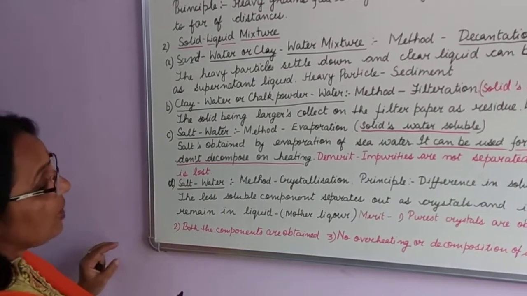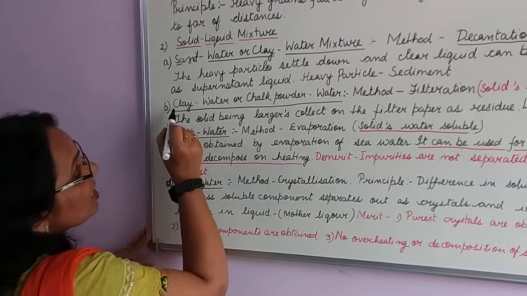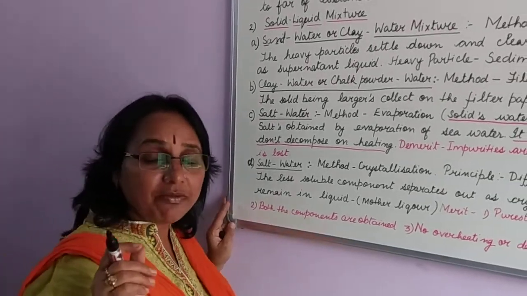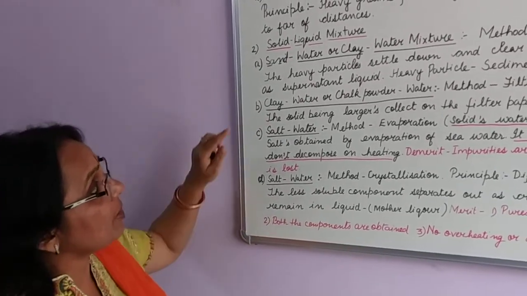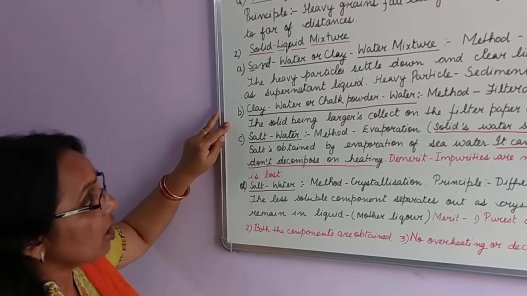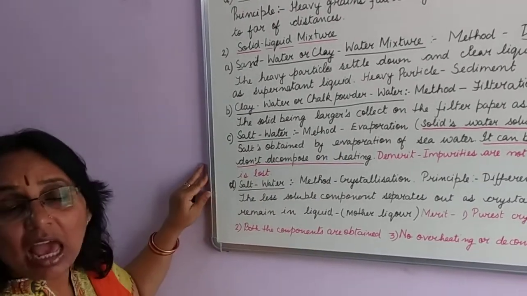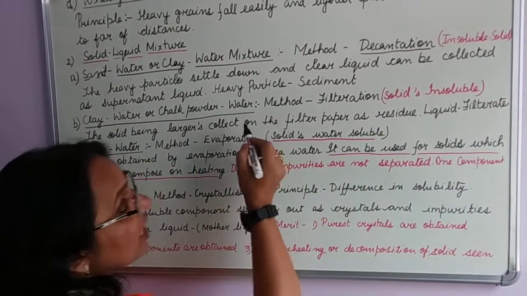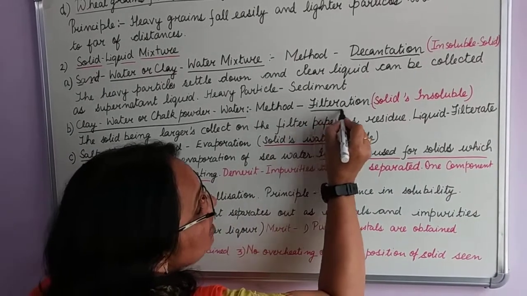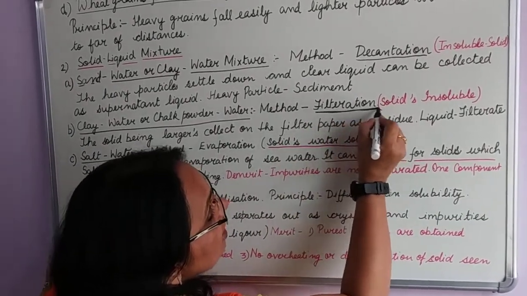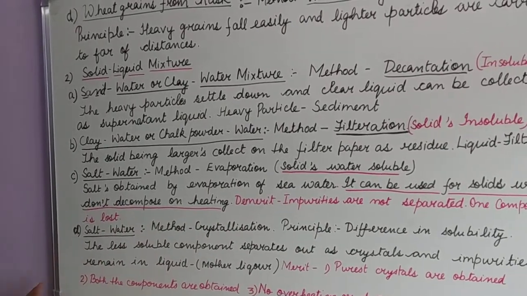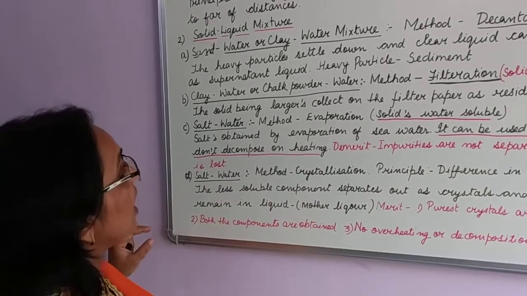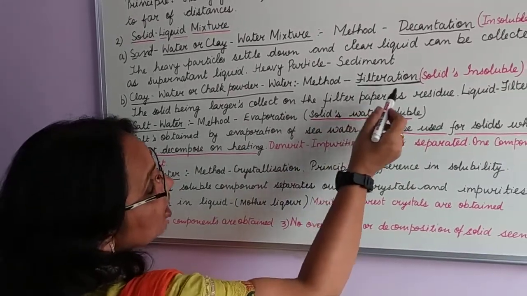The second type of mixture is clay with water. By clay here I mean the very fine particles of clay which cannot be separated by decantation, or the chalk particles which are very fine and cannot be separated by decantation as well, and they are insoluble also. They can be separated by the technique known as filtration. Remember, filtration is a preferred technique wherever the insoluble solid is very fine in size and cannot be separated by decantation. So this can be done with the help of filtration.